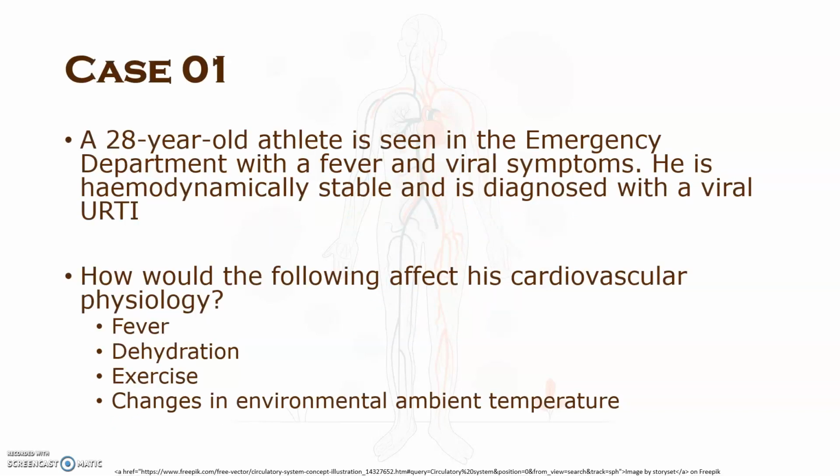So as usual, we'll start with a little case, a 28-year-old athlete presenting with fever and viral symptoms. He's stable. Pause the video and see if you can figure out how his cardiovascular physiology may respond to fever, dehydration, and exercise, and maybe think a little bit about how changes in ambient temperature may affect cardiovascular physiology.